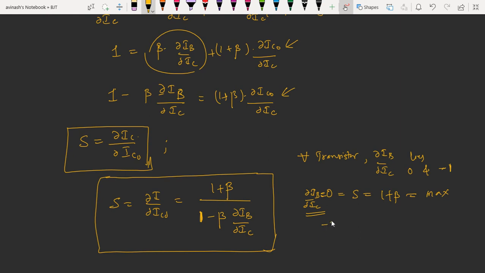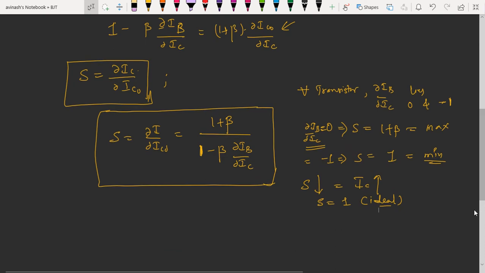If this value is minus 1, then the stability factor will be 1, which is the minimum value. Smaller the stability factor, smaller the change in collector current. The ideal stability factor should be 1. In general, the ideal stability factor will be 1, as a smaller stability factor is desired.